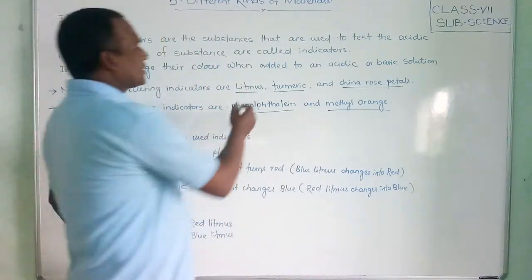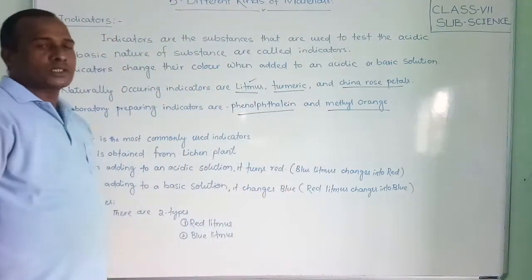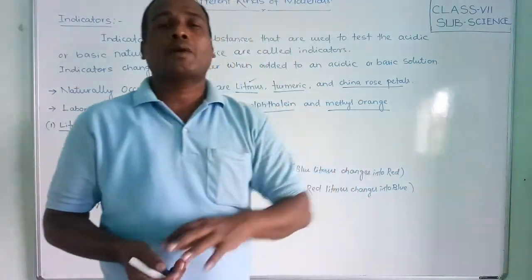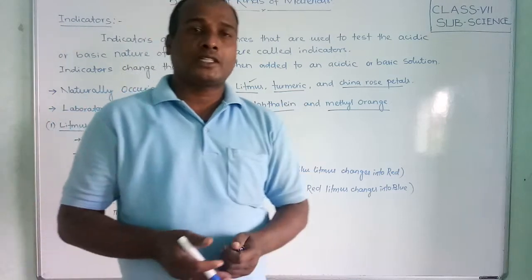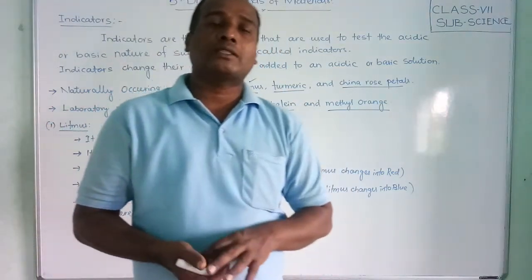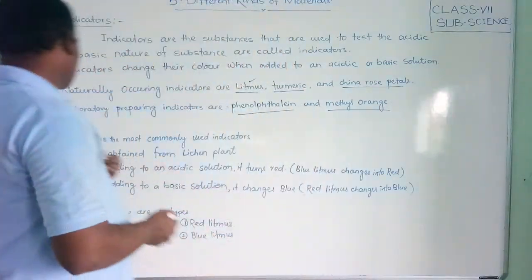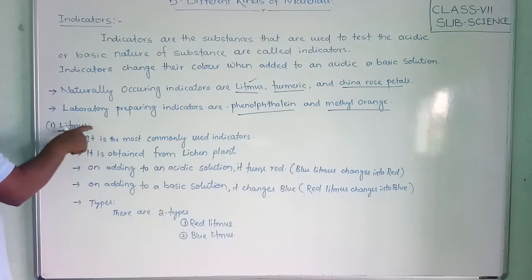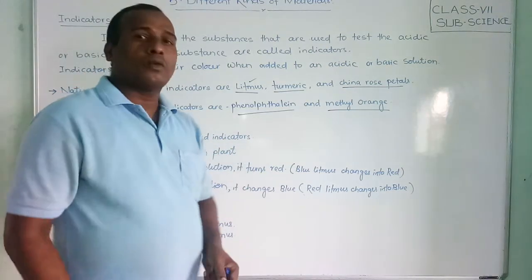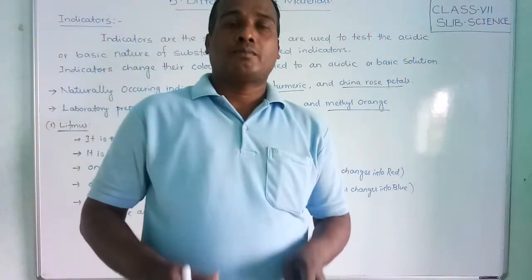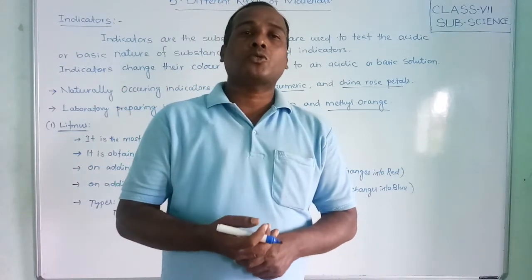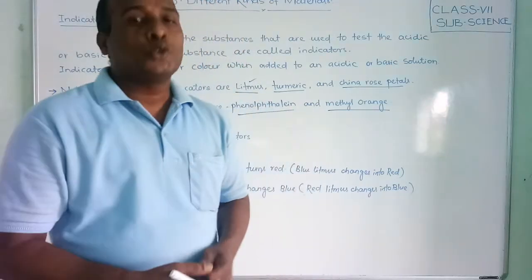Now first of all we will discuss that. What is litmus? Students, litmus is derived from a plant, a lichen plant. We are getting it from one plant that is called a lichen plant. So we will discuss litmus. It is also an indicator. It is the most commonly used indicator, almost all the time, because it is a very easy method. So we use litmus paper.